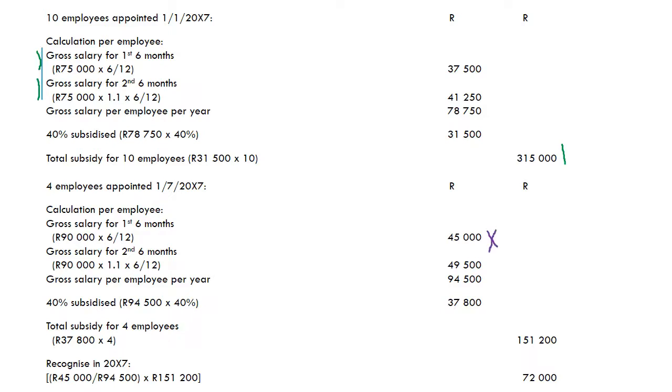Only 45,000 of the full expense of 94,500. So how much do we recognize within this year? Here you see that the 45,000 over the 94,500 times the full subsidy of 151,200 gives us what is recognized within this year. Okay, so only 72,000 of this subsidy will be recognized in this year. Then also the full 350,000 that we've already discussed.